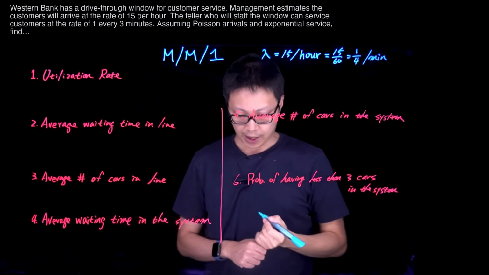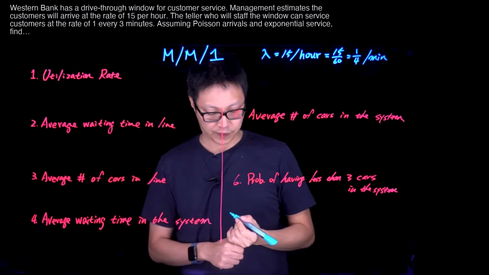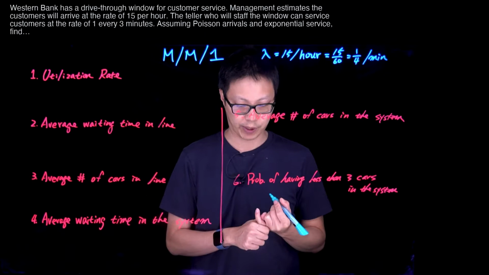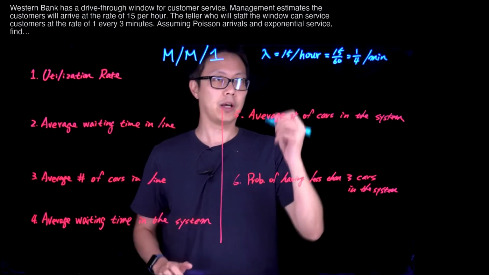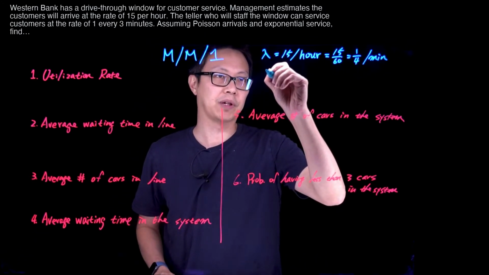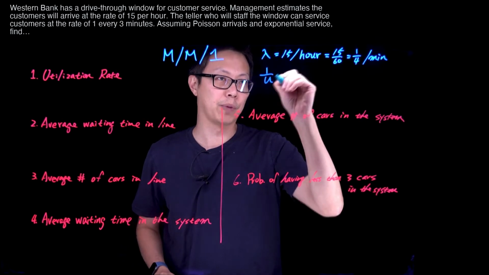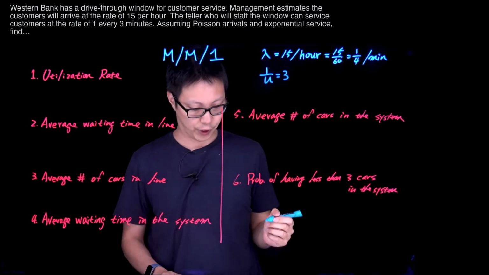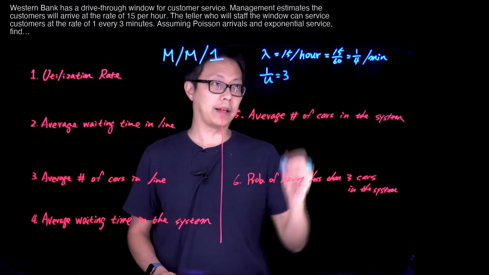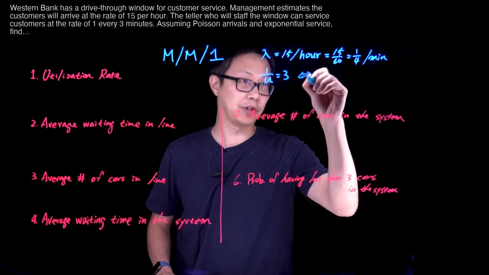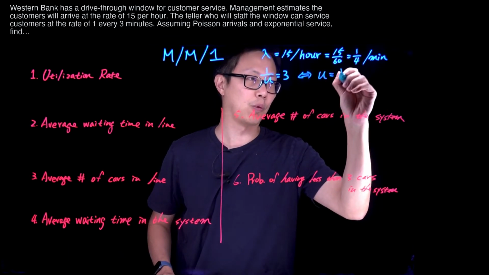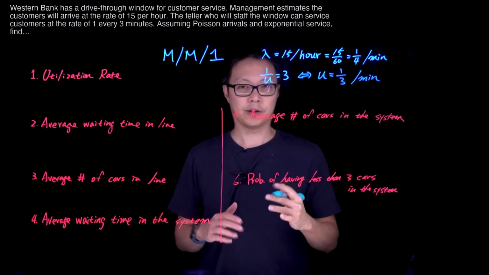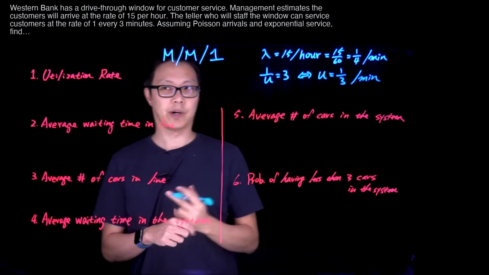Okay? And we also see that the service time will be 1 every 3 minutes. So every 3 minutes, I will be able to serve one customer. So we don't have the service rate here, we have the service time. Service time will be 1 over mu, and this one is equal to 3. In other words, our service rate, mu, will be 1/3 per minute. So I will be able to serve 1/3 of a customer every minute.